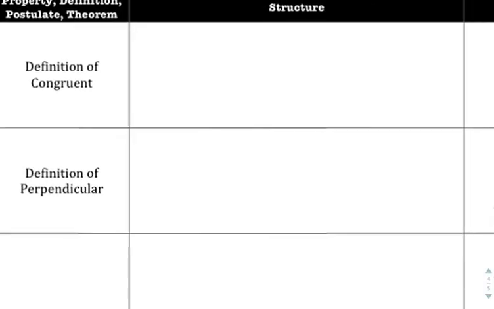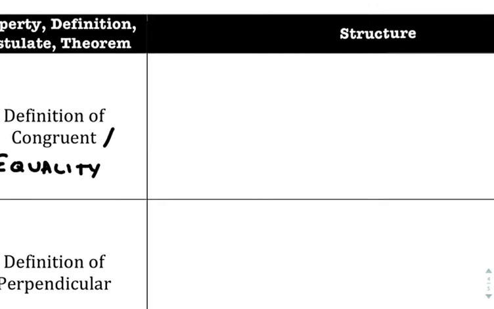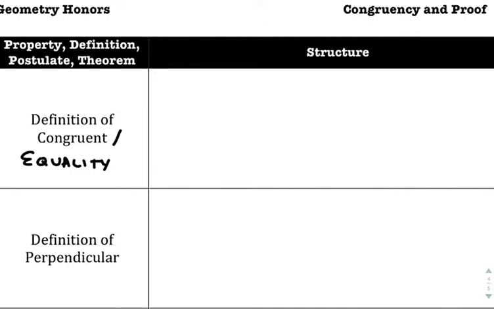All right, last few ones. Now, depending on the packet you were handed, there are two versions that were handed out. Yours might say definition of congruent, or yours might say definition of equality. They kind of mean the same thing, so go ahead and write the other word in that you don't already have. Here's how this plays out.